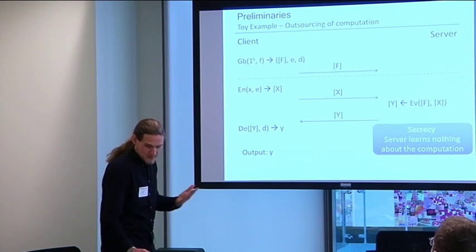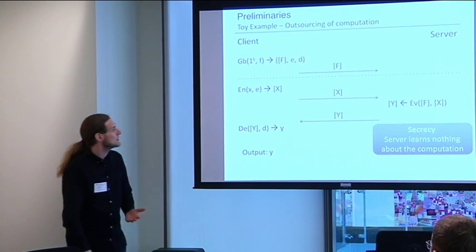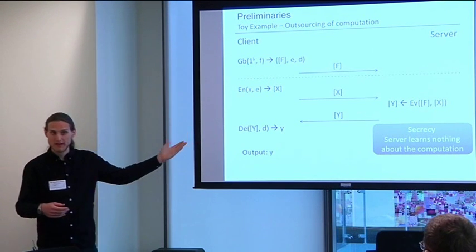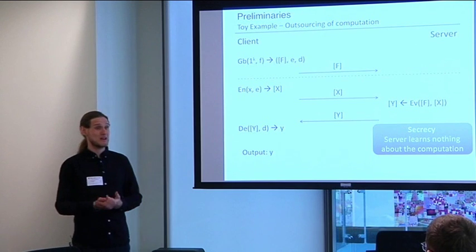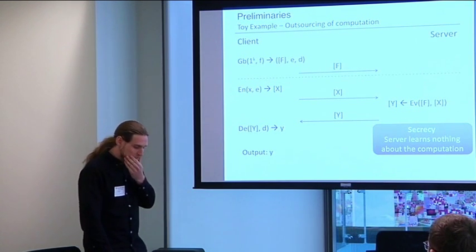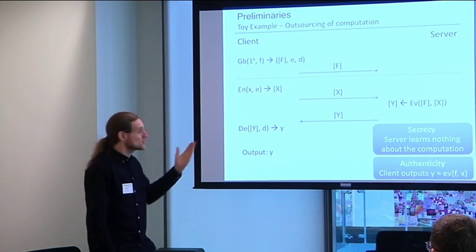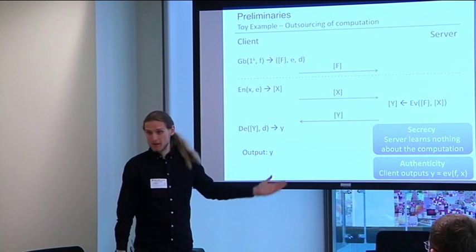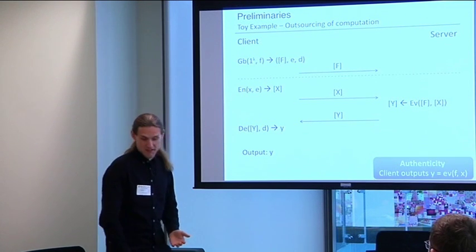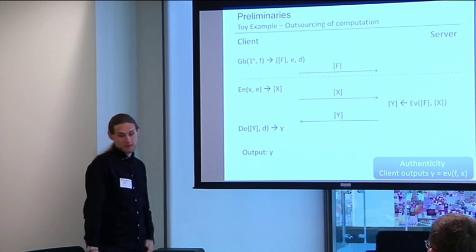So in the general setting, we have secrecy here. If we use a normal garbled circuit, the server will not learn anything about the input x. But we might consider the case where x is not secret. We only want authenticity. We only want the result to be correct. We don't actually care about the server learning x. In this case, we can drop the secrecy, and this scheme still makes sense.